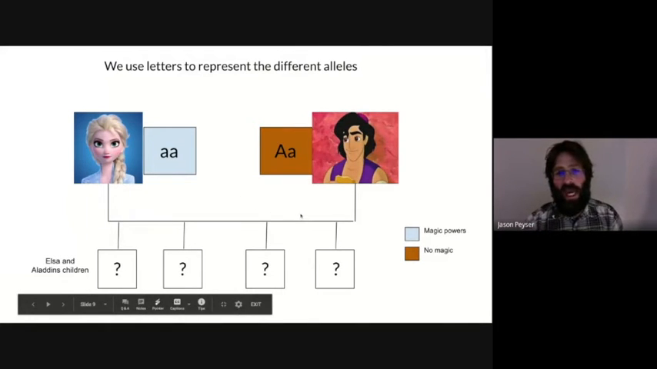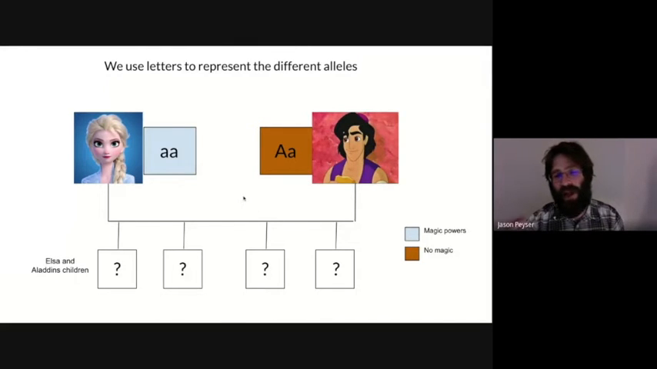So what we're going to look at here is whether or not Elsa and Aladdin's kids possess magical powers. And we're going to assign the magical power trait the letter A. And we're going to say that not having magical powers, not possessing magic, is dominant. So we're going to give that a capital A. And if the allele for having magic powers, the recessive allele, is the lowercase a, little a. Okay, so big A for no magic, the dominant allele, little a magic, the recessive allele.